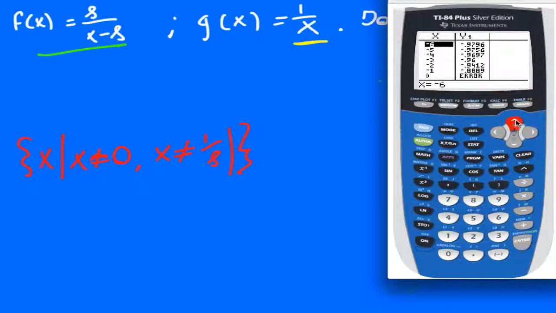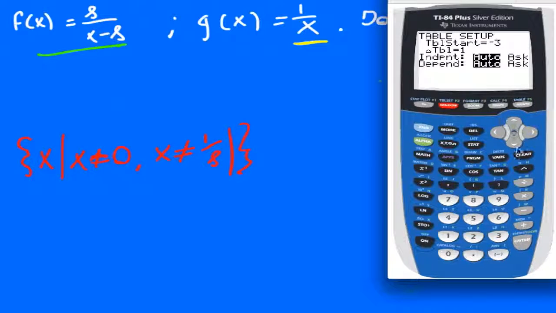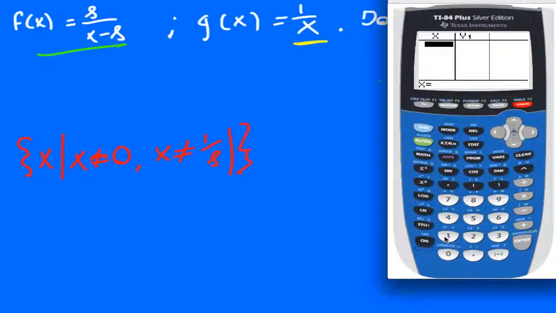So you're just going to go to 0. You're going to notice that there's an error there, so that means that's one of the numbers excluded from your domain, and you can't see 1 over 8 here. So you're going to go to second window, which is table set, and go down to independent and enter ask, then second graph, which is your table, and ask what happens at 1 over 8. There's an error, so that's another one of your answers. Okay, it's not that hard. Hope you get it. Now let's do another one.